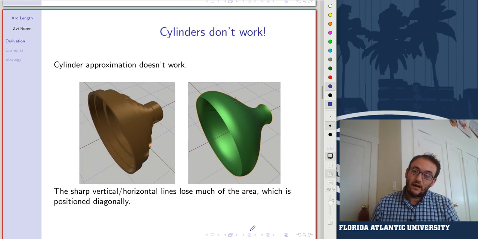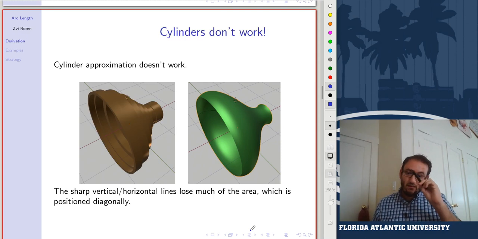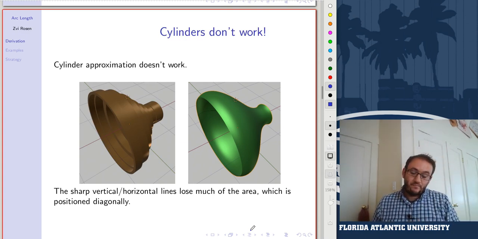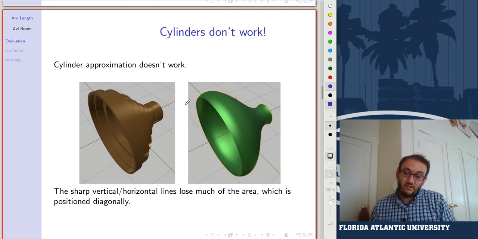Cylinders don't work. If we tried to cut it up into cylinders and then just take the approximation of the area given by those cylinders, it would be like trying to approximate the length of this line using this jagged line.